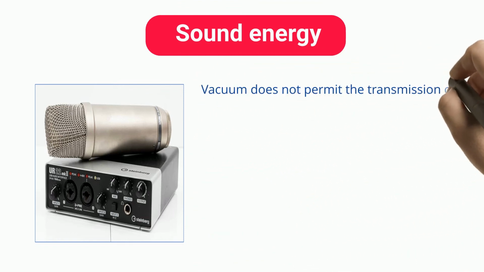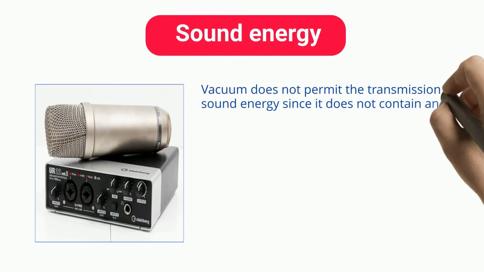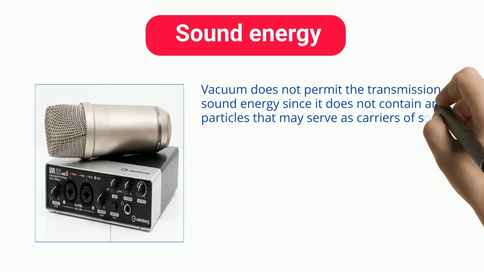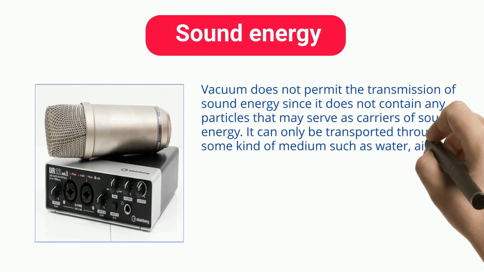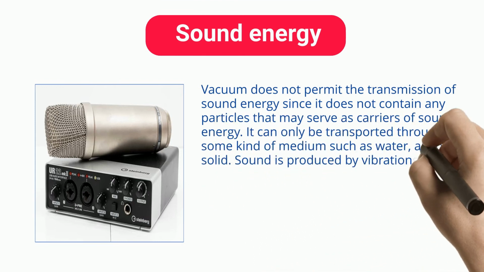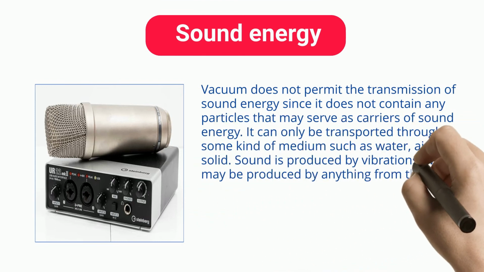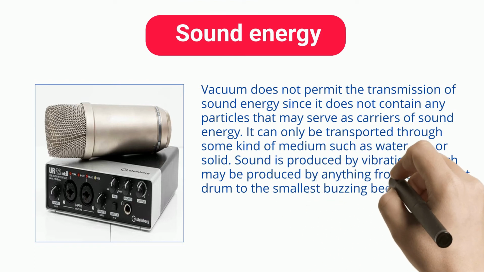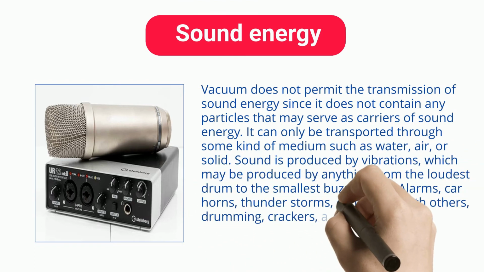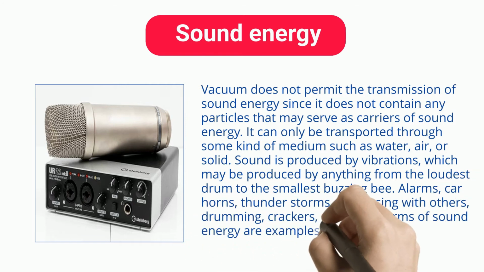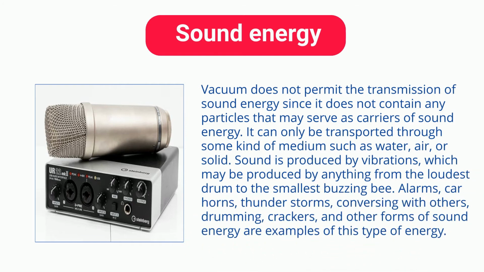Vacuum does not permit the transmission of sound energy, since it does not contain any particles that may serve as carriers of sound energy. It can only be transported through some kind of medium such as water, air, or solid. Sound is produced by vibrations, which may be produced by anything from the loudest drum to the smallest buzzing bee. Alarms, car horns, thunderstorms, conversing with others, drumming, crackers, and other sounds are examples of this type of energy.